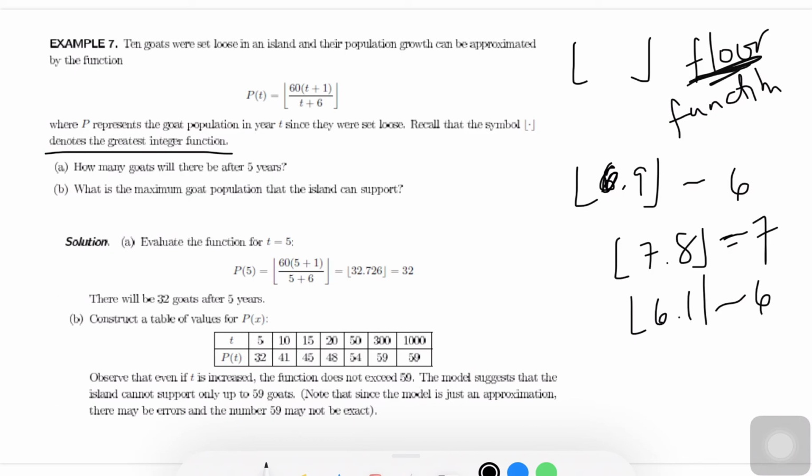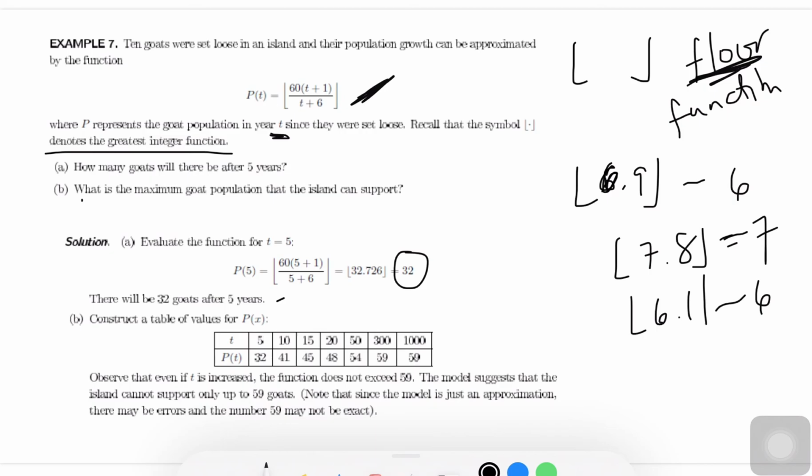So the question now is, how many goats will there be after 5 years? Obviously we will just substitute our t, where t is our year. After 5 years, substitute t. So we have 32.726. Since this is a floor function, it will be 32. So there will be 32 goats after 5 years. So this model can predict the number of goats in the future.